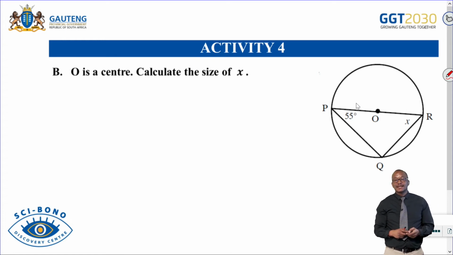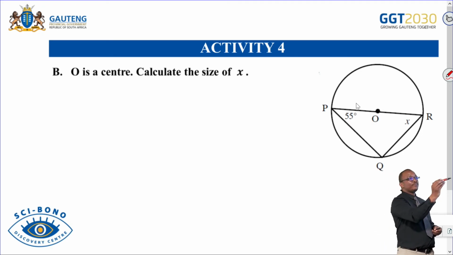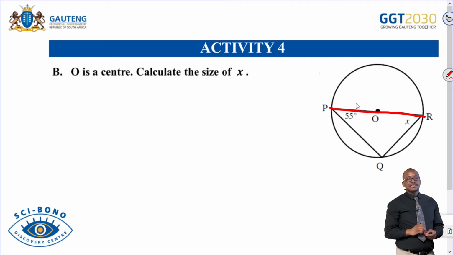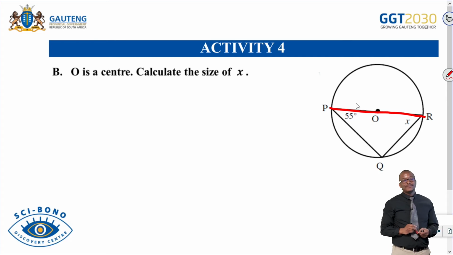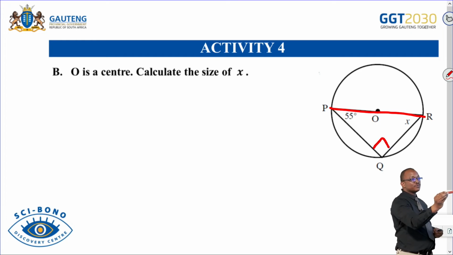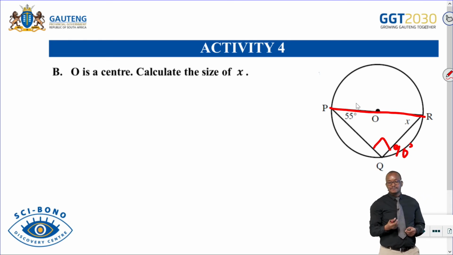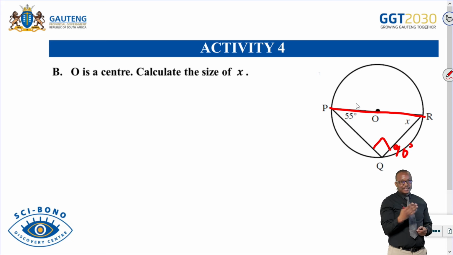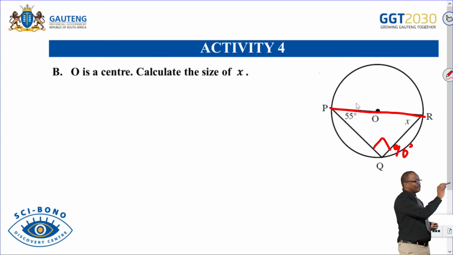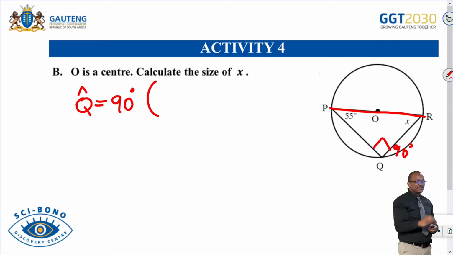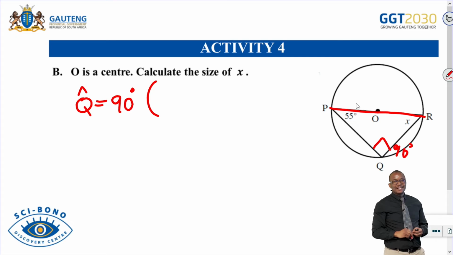O is the center. Calculate the size of x. Now, PR is the diameter. And if PR is a diameter, the first thing that we need to identify there is this angle Q, which is 90 degrees. It is given. Angle subtended by the diameter at the circumference will be 90 degrees. Then we have to specify that angle Q is 90 degrees. That's where you get your first mark. Angle Q is 90 degrees.